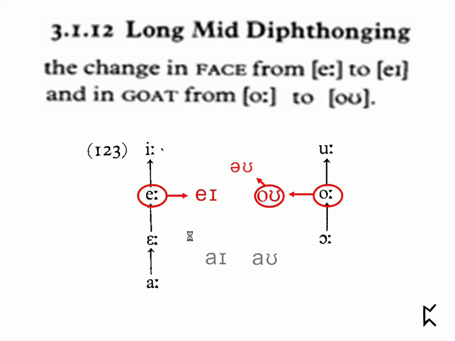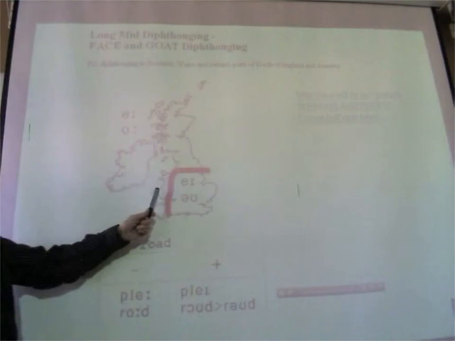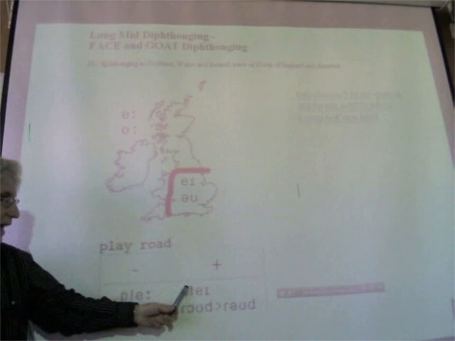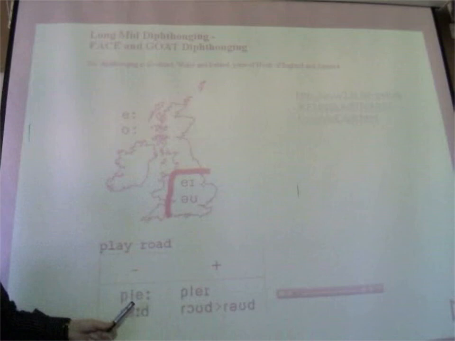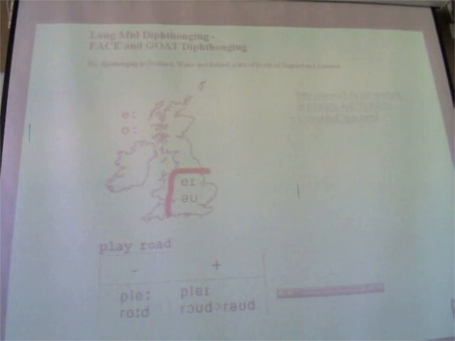Yes, let's go home. So that is long mid diphthonging, which happens on both sides, and you get it everywhere in England and Wales, except in this area here, the home areas. Here you've got A and O, you've got play and road, one of the two, road changing to road. But everywhere else in England, you've got play and road. And actually, in America, you do have a lot of A sounds, but it's a bit more difficult than that. Right. God, my American accent is terrible.